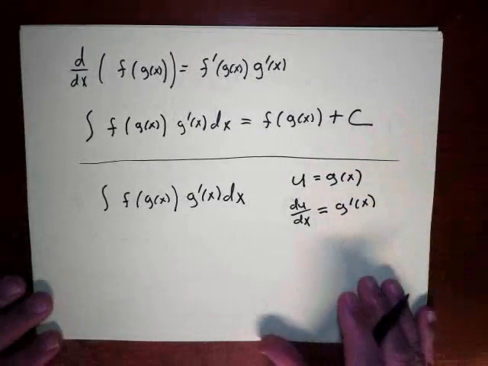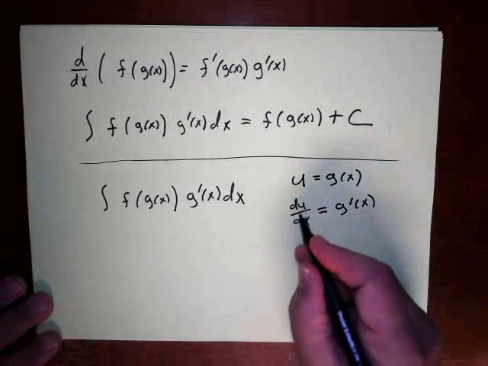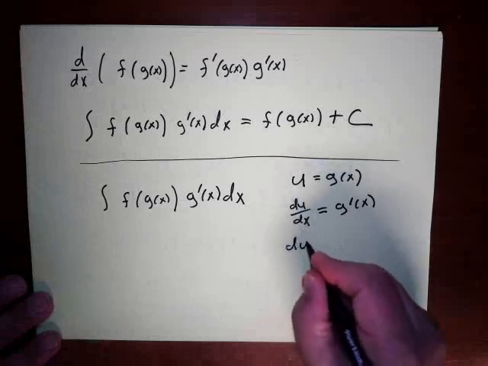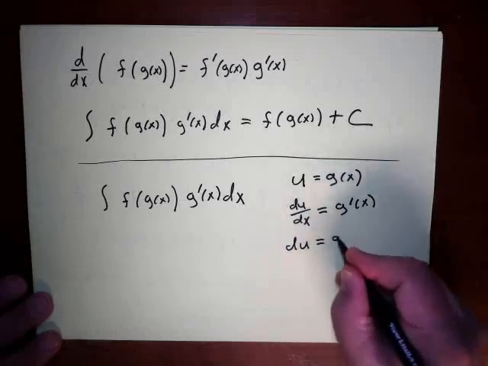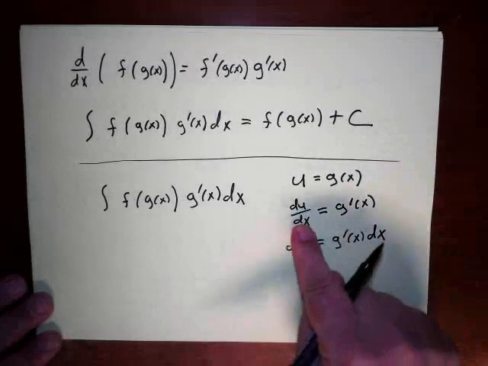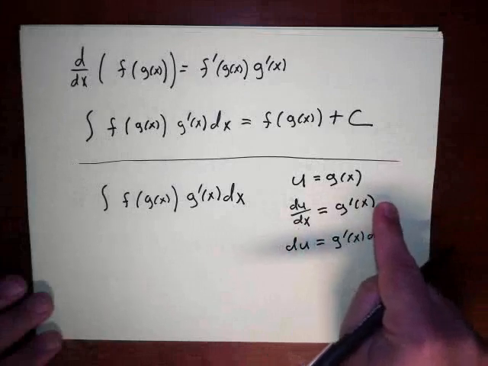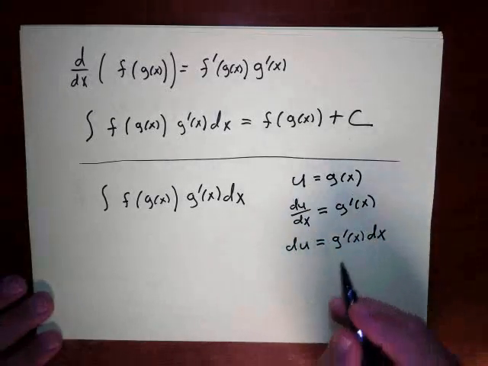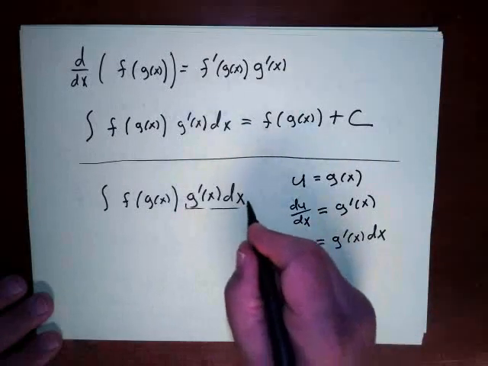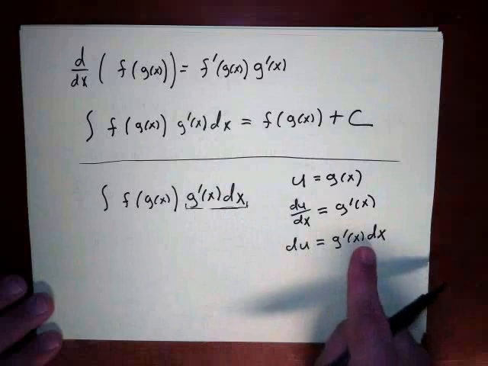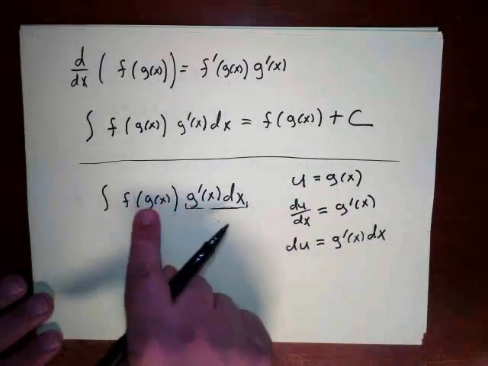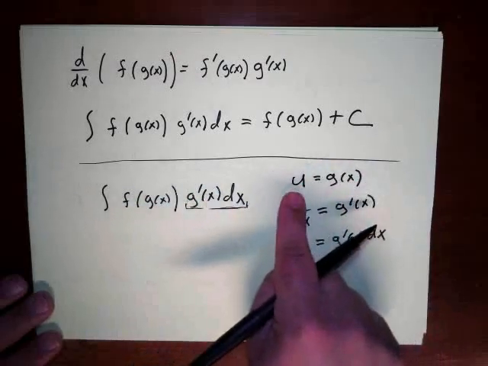Now here's the interesting thing: treating these like they're two separate quantities, I can say that du is equal to g prime of x dx. So I'm bringing the dx over to the other side, like this. Now notice what I have over here is what I have right here. So this is equal to du, and the g of x inside the f is equal to u.